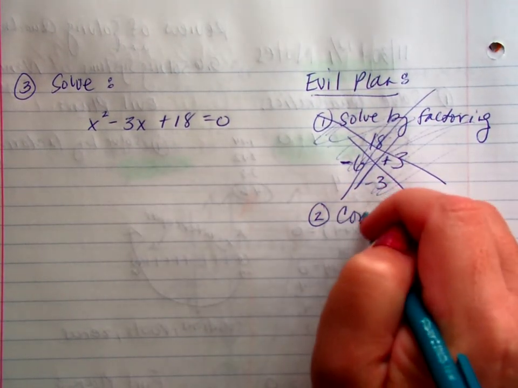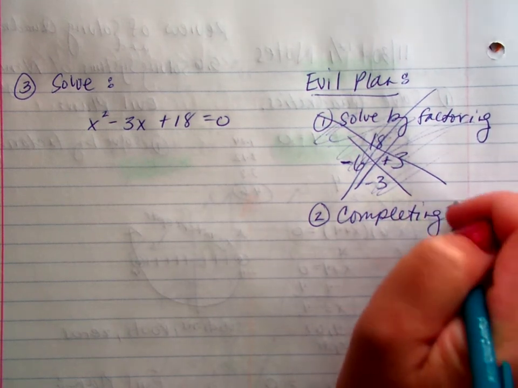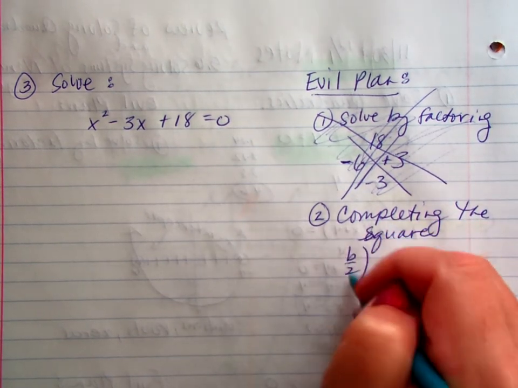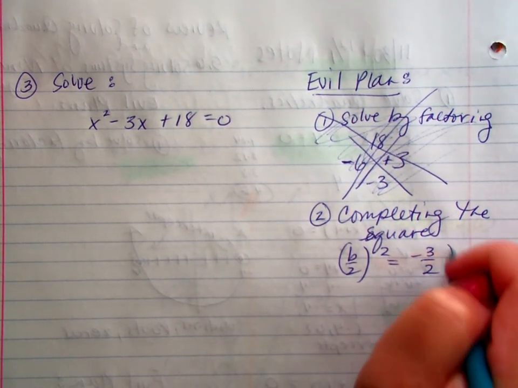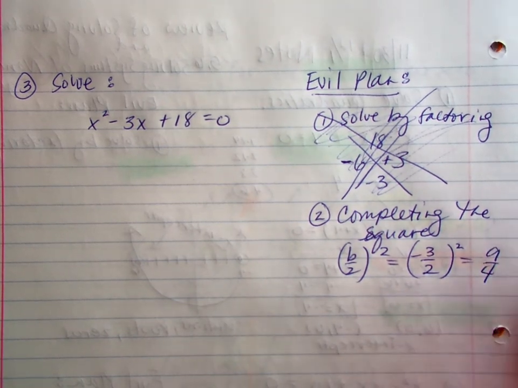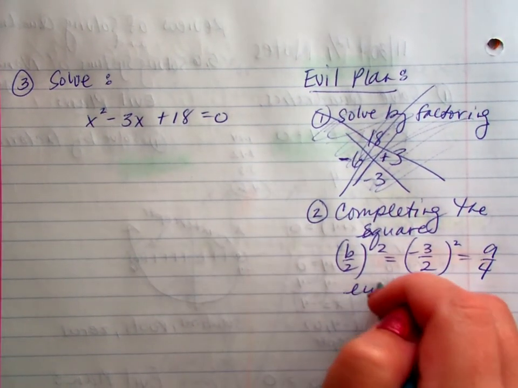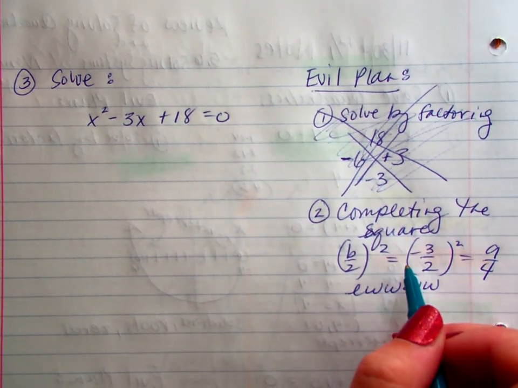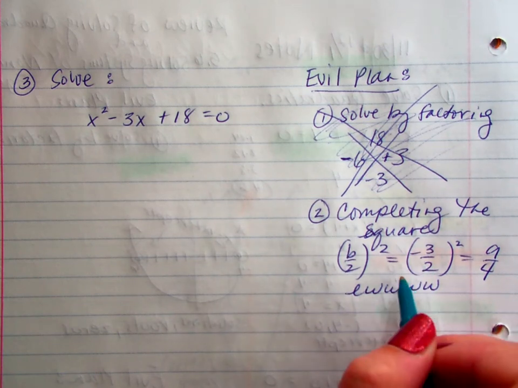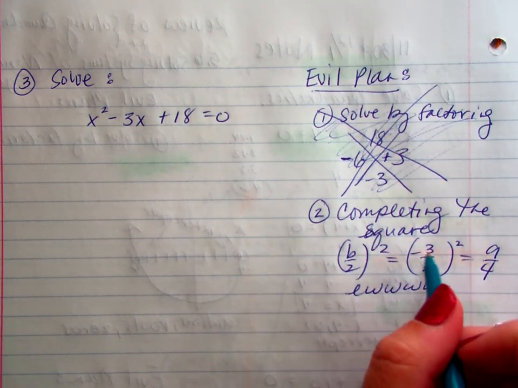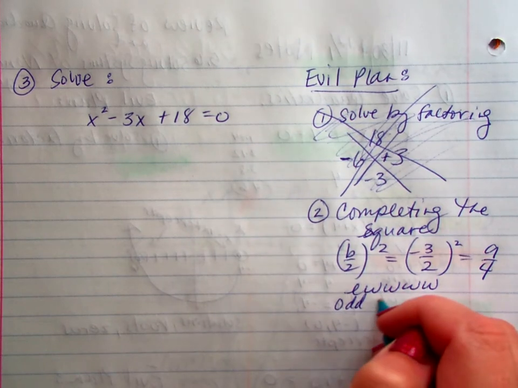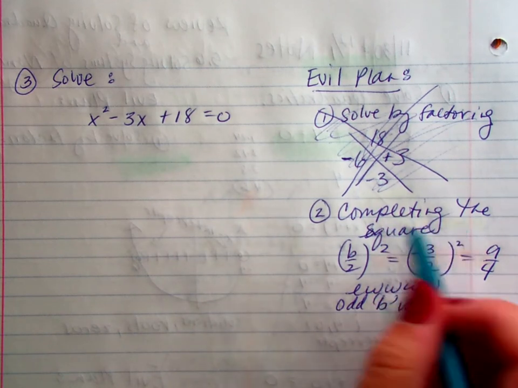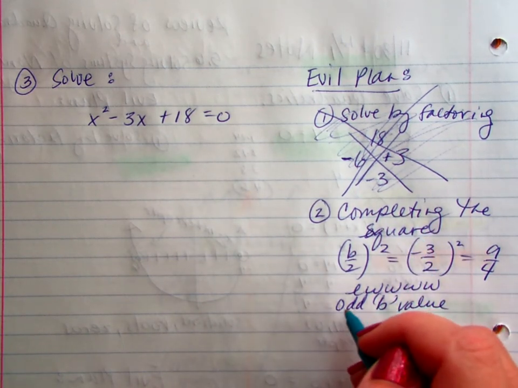Evil plan number 2, completing the square. When I go to do this one, and I'm thinking about the b work, I'm thinking negative 3 divided by 2 squared is 9/4. Ew. I don't want to complete the square with a fraction. Now, could I do this with common denominators and blah, blah, blah? Sure, but it's not my preferable method. Whenever you have an odd b value, I'm not going to prefer to use complete the square. I don't want to do it.